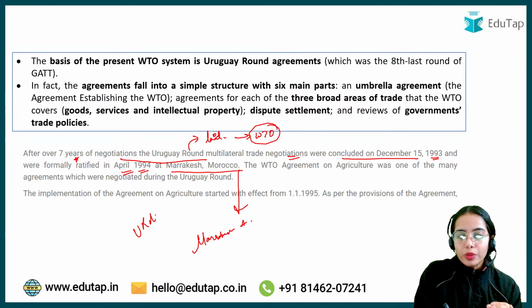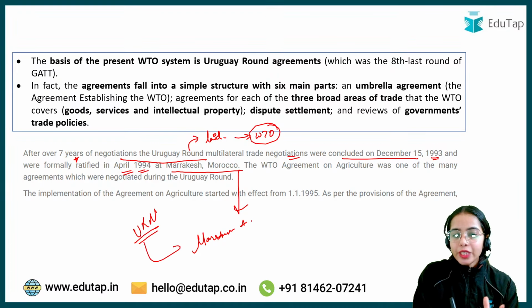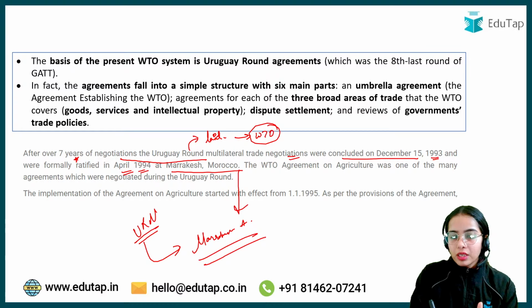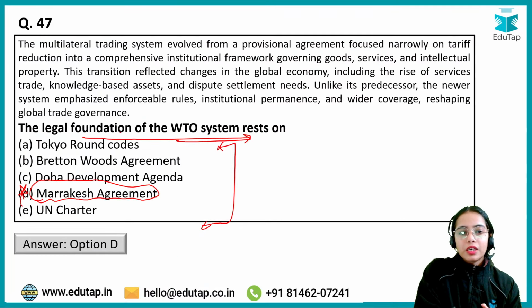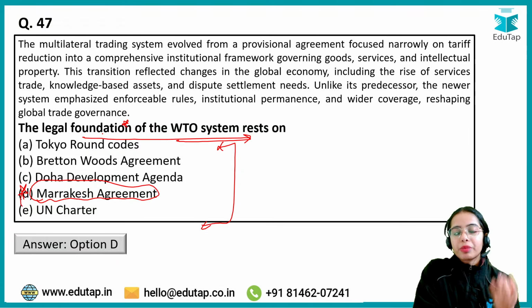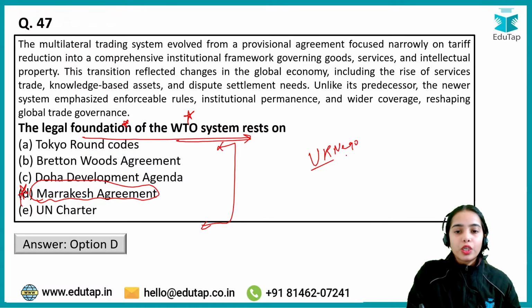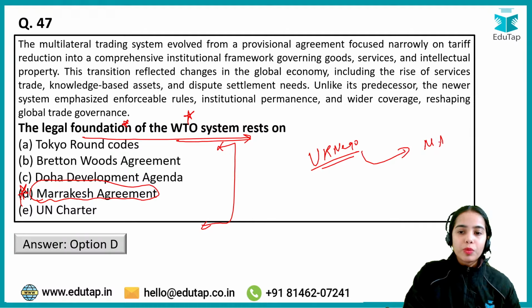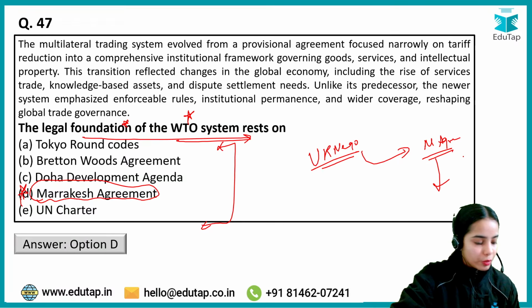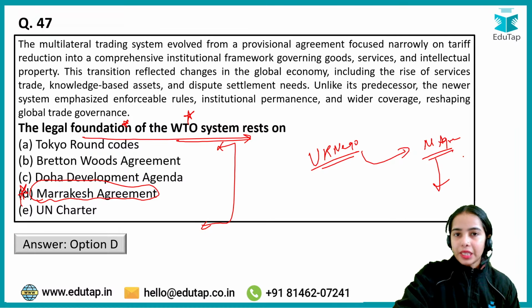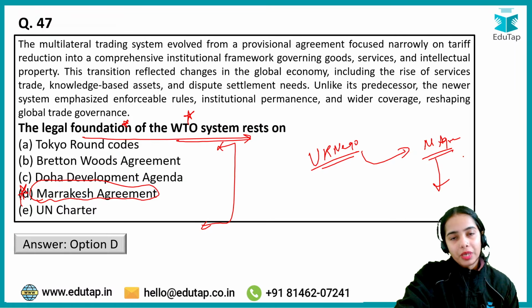So the Uruguay Round negotiations led to the Marrakesh Agreement, and the Marrakesh Agreement is the legal foundation of the WTO system. These were the negotiations which were formally signed in Marrakesh and came to be known as the Marrakesh Agreement, which laid the legal foundation of the WTO system. Okay, so if the Uruguay Round is coming, that is fine. If the Marrakesh Agreement is coming, that can be answered.